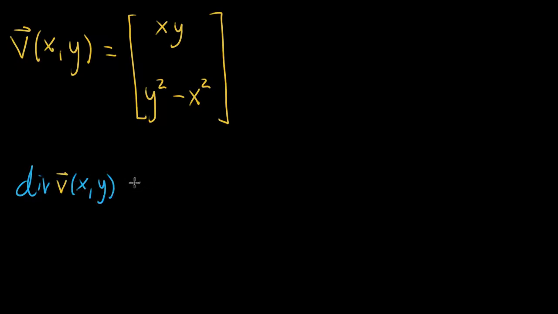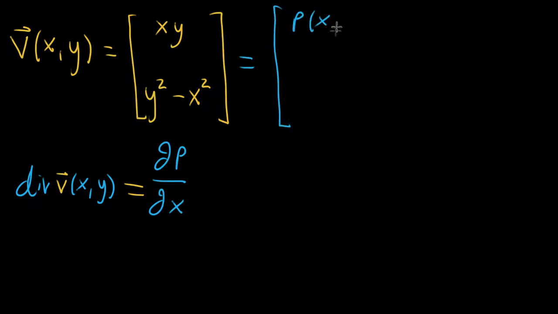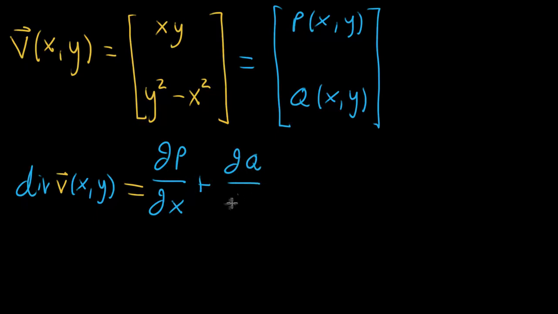And in the last couple of videos, I explained the formula for this, and hopefully it's more than just a formula, but something you have an intuition for: the partial derivative of p with respect to x. And by p, I mean that first component. So if you're thinking about this as being p of x y and q of x y, I could use any letters, right? p and q are common, but the upshot is it's the partial derivative of the first component with respect to the first variable, plus the partial derivative of that second component with respect to that second variable, y.